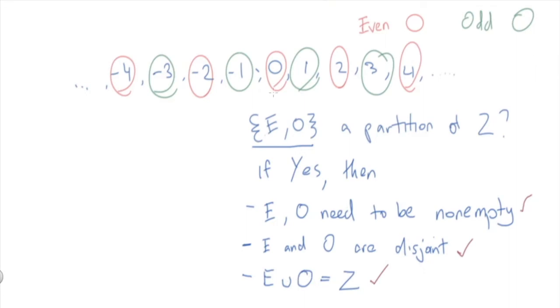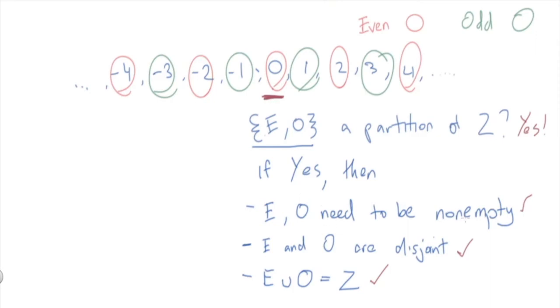Now, I said it really depends on what you consider 0. So in this case, we're considering 0 as an even number. So that means there are no integers which are neither even nor odd. So this condition is met, which means that the set containing E and O is a partition of Z. So yes. If we considered 0 to be neither even nor odd, then these two conditions would still be met, right?